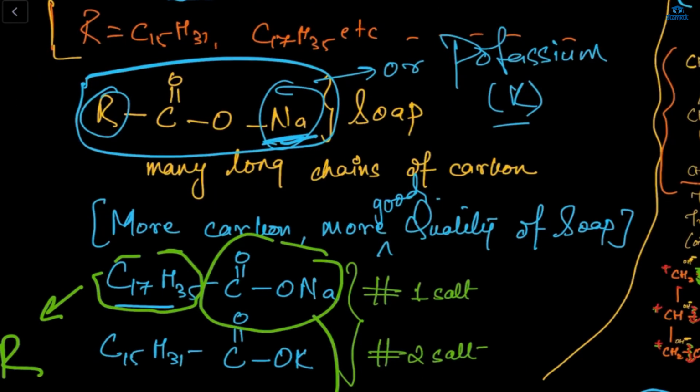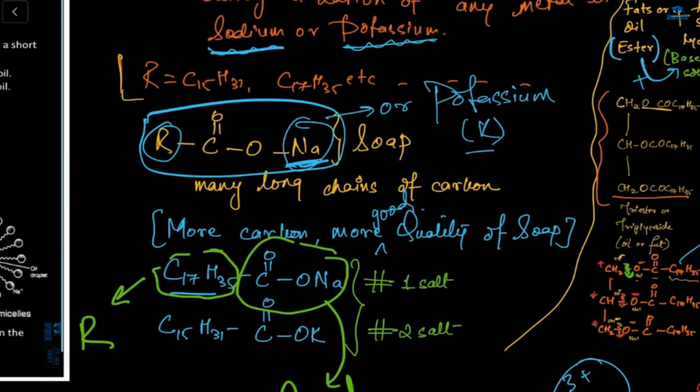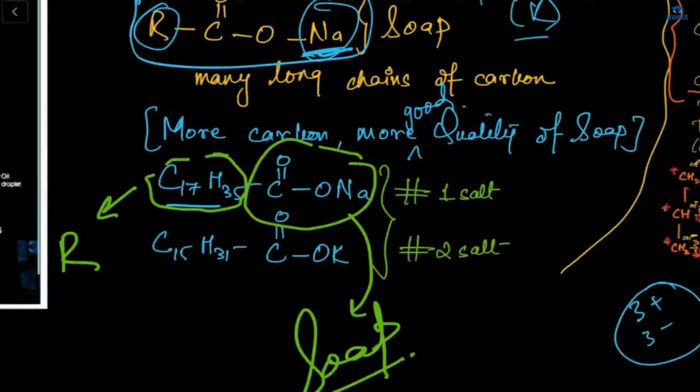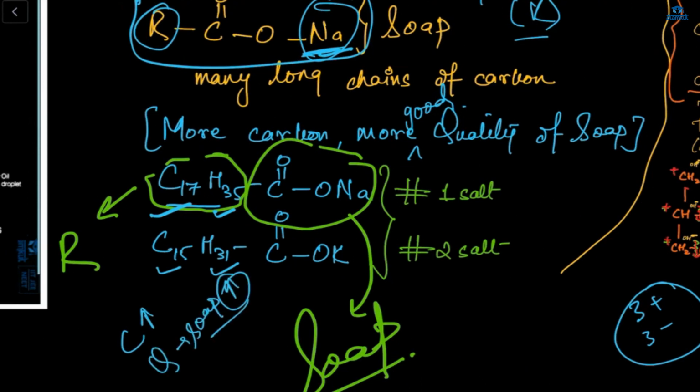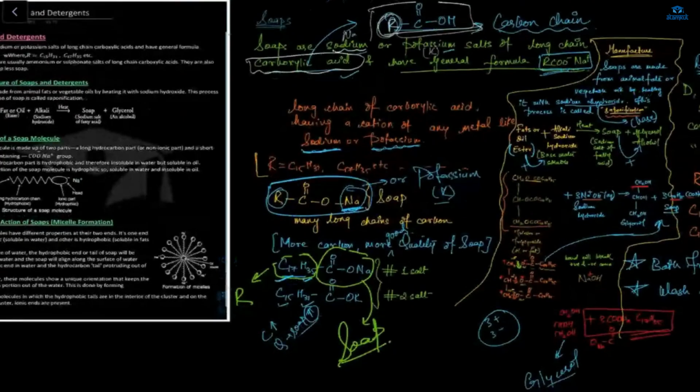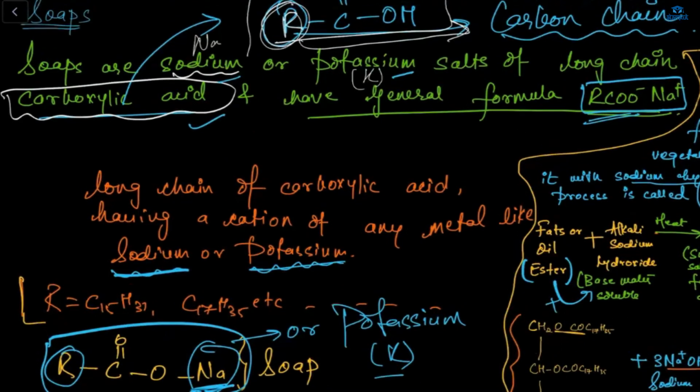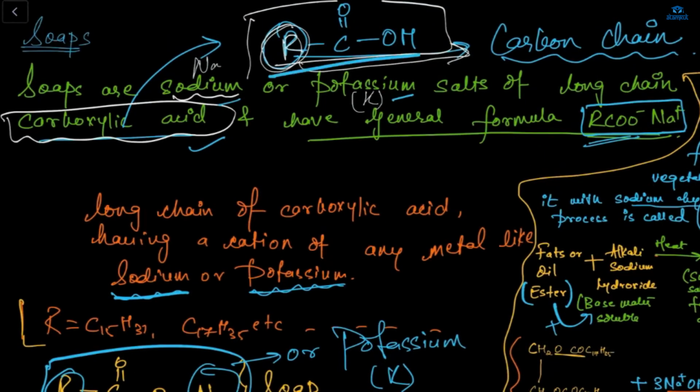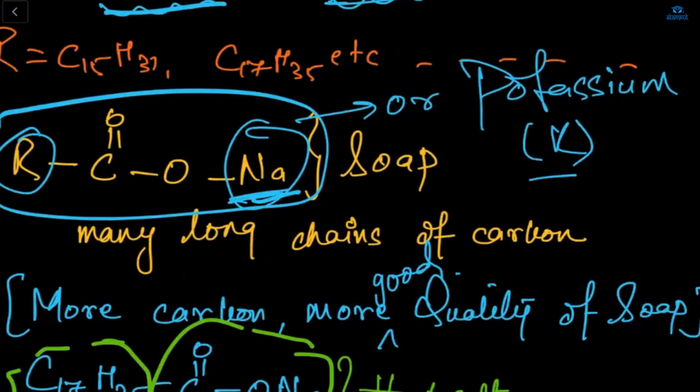Okay, so if more carbon chain is there, then we will have a better quality of soap. Just like here, your carbon is how much? 17 carbons and 35 hydrogens, 15 carbon and 31 hydrogen. So if the number of carbons is more, then the quality of your soap is also high. Here we will attach these two metals, sodium and potassium.